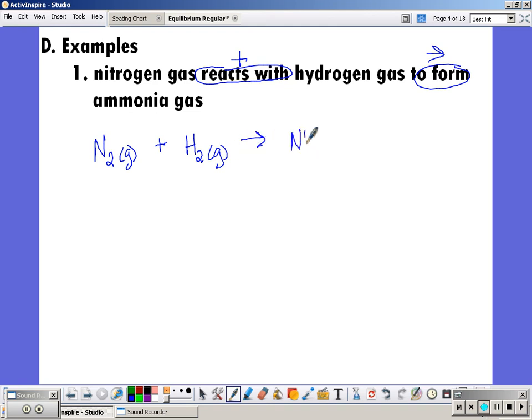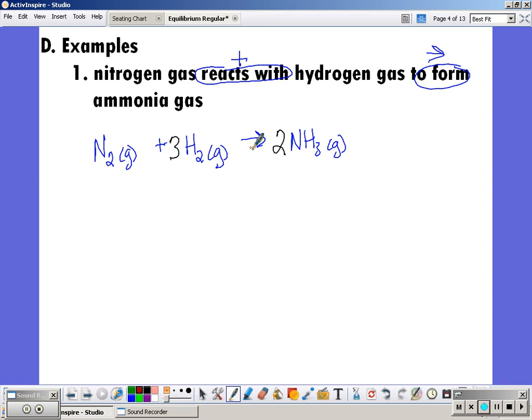You should be able to recognize that ammonia is NH3. So then we need to balance. 2 nitrogens, 1 nitrogen, we're going to multiply by 2. 2 hydrogens, 6 hydrogens, we're going to multiply by 3, and we're balanced. So the coefficient in front of the nitrogen is 1.